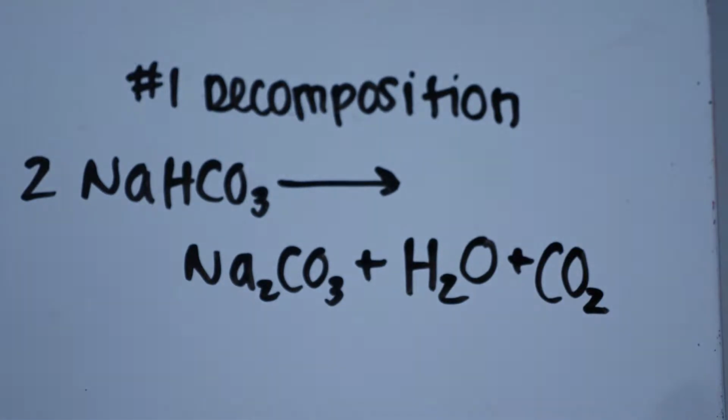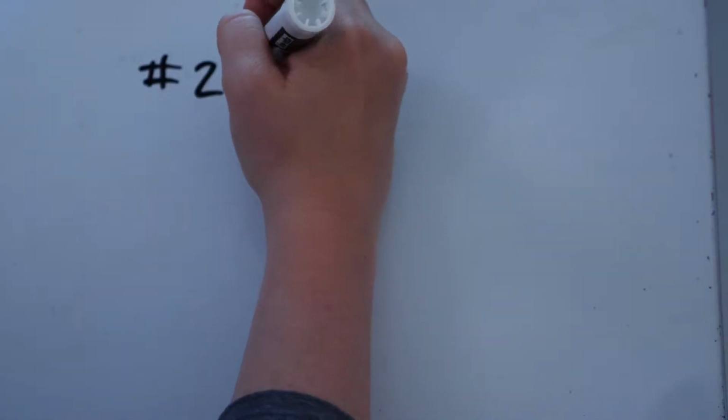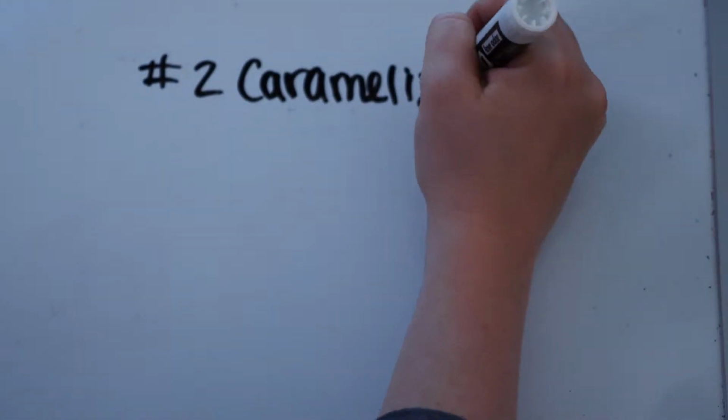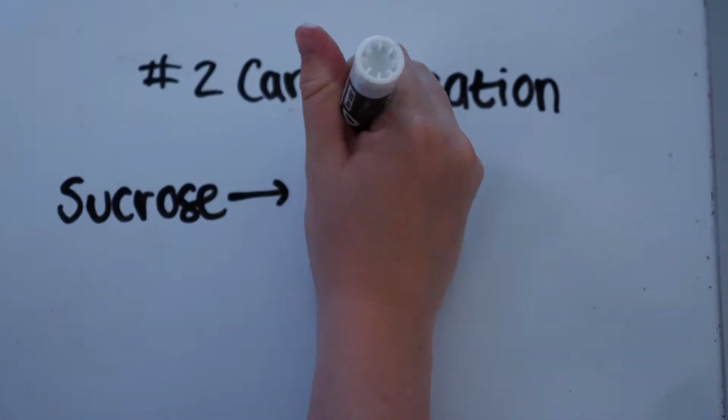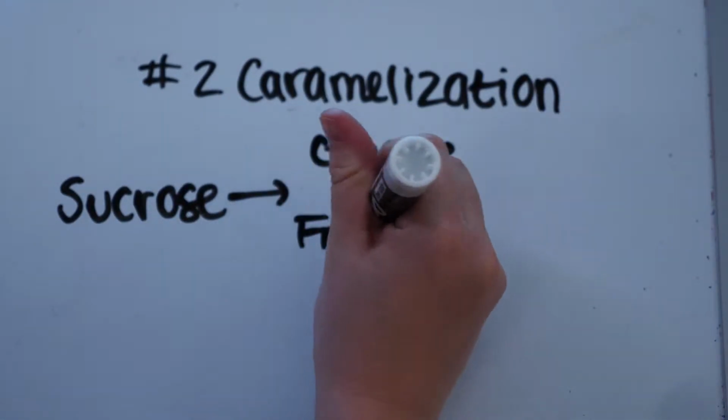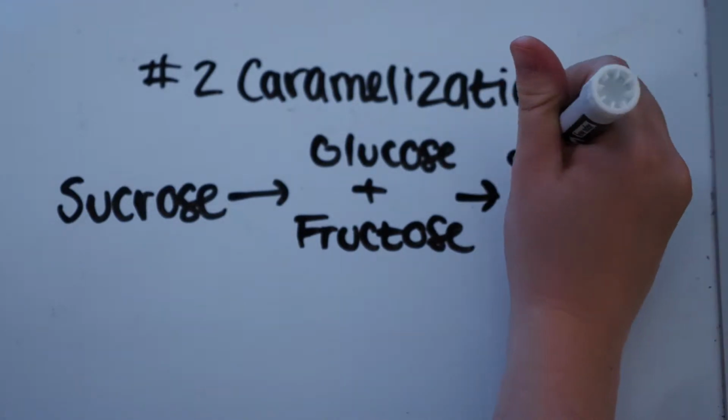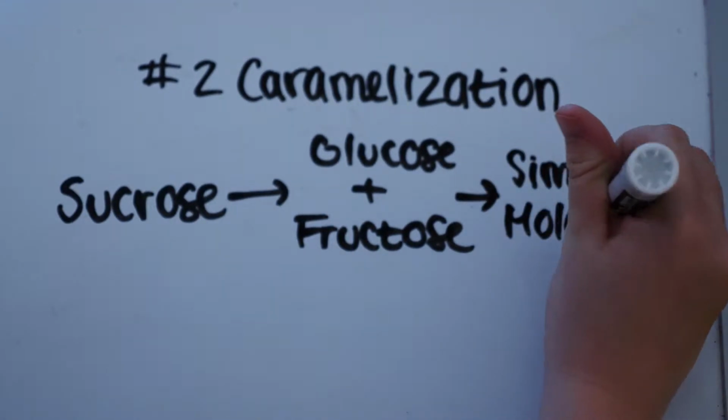The second reaction that is occurring is through a process called caramelization, where heat is being added to sugar, also known as sucrose, to break it down into glucose and fructose. From glucose and fructose, it can be further broken down into simpler molecules to create the sweet, savory flavors we love in a cookie.